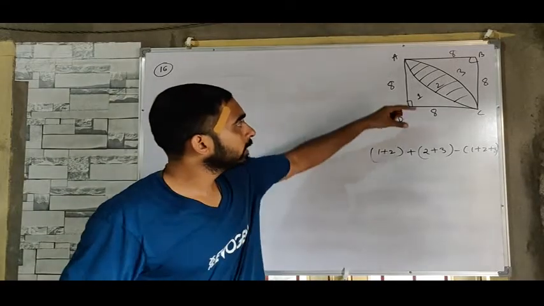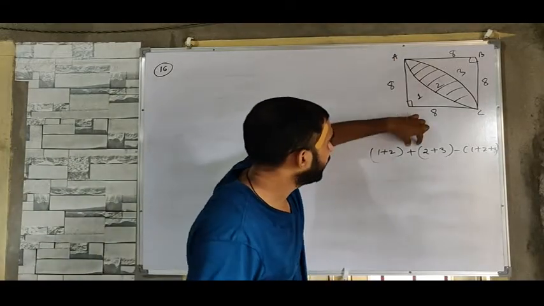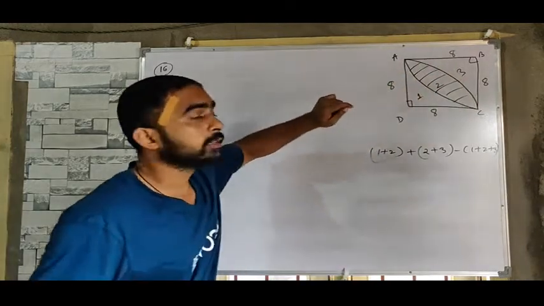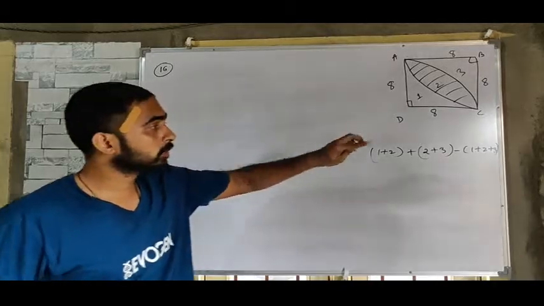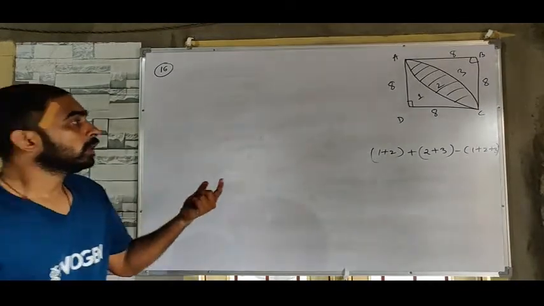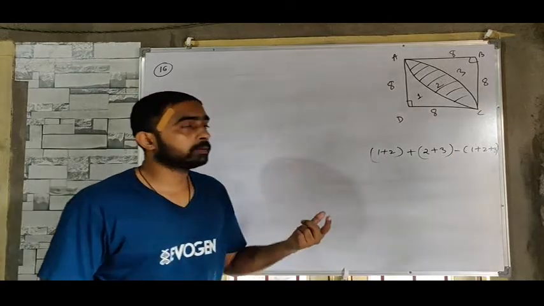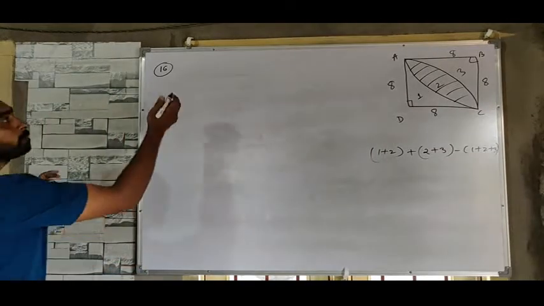It means we have to find the area of this segment, then add the area of this segment, then subtract the area of the square. 1, 2, 3 means the square. So this is the solution. Now here, in place of 1 plus 2, 2 plus 3 and 1 plus 2 plus 3, we have to replace their values.